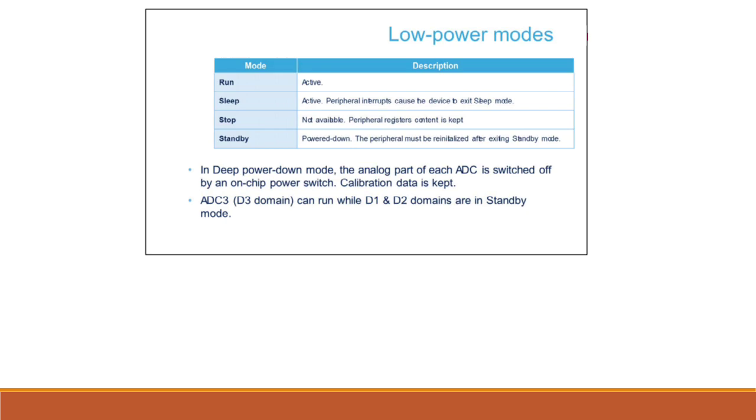There is a deep power down mode in each ADC itself, which reduces leakage by turning off an on-chip power switch. This is the recommended mode whenever an ADC is not used. Note that ADC3, located in the D3 domain, can run while other domains are in standby mode.